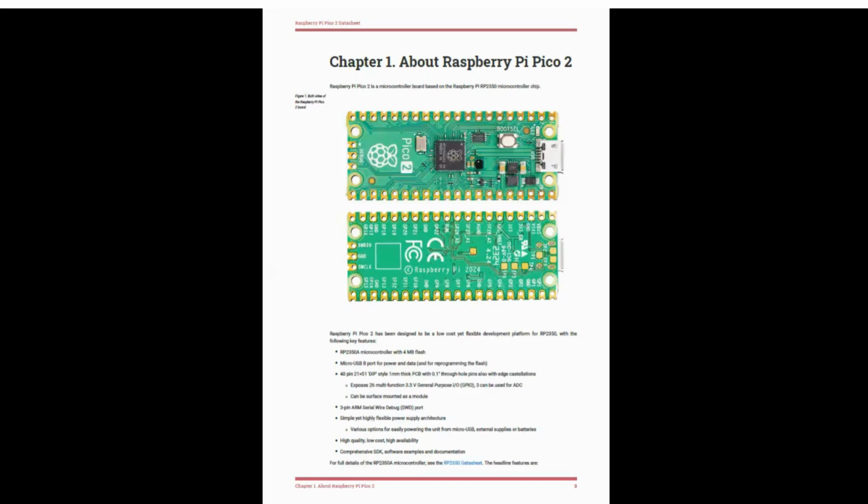Okay. So what are the features of this microcontroller? 4 MB flash. You can see here at the top bottom it is given 4 MB flash. Okay, a micro USB port is there, right? It has approximately 40 pins. It works with a voltage of 3.3 volts.